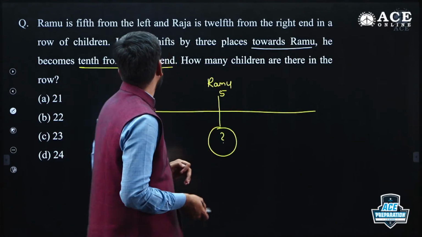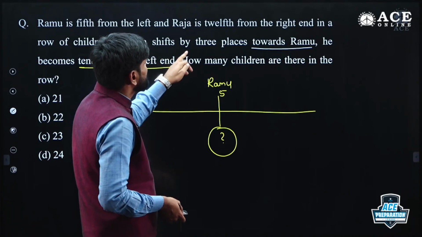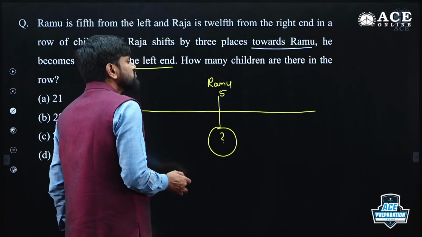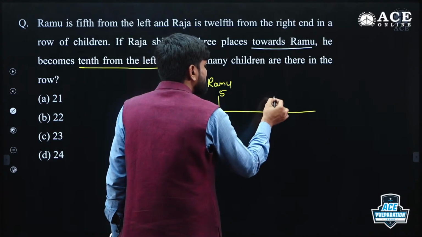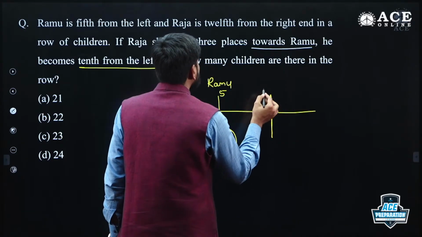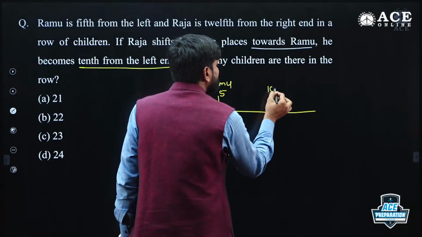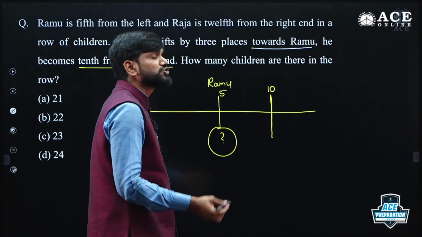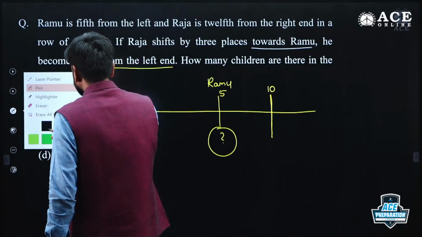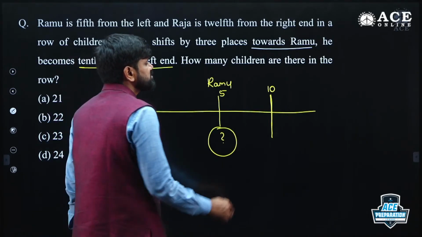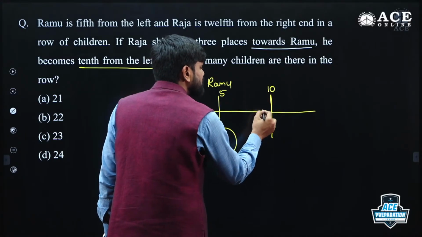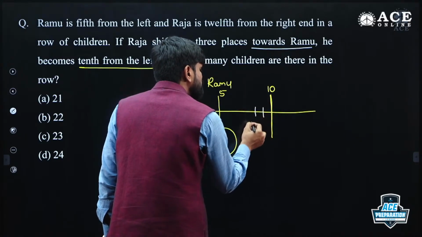Further they said, if Raja shifts by 3 places towards Ramu, he becomes 10th from the left end. So after shifting by 3 places, Raja becomes 10th. Now check. Raja becomes 10th after shifting by 3 places towards Ramu. So let us see the possibilities. Raja is 3 places away from this 10th. It may be this side: 1, 2, 3.